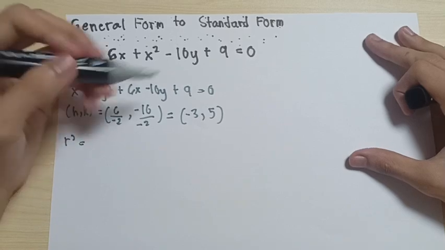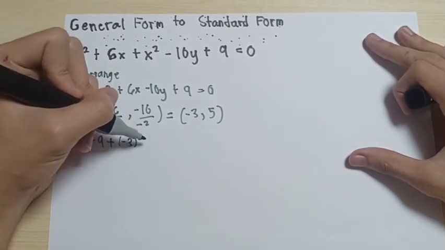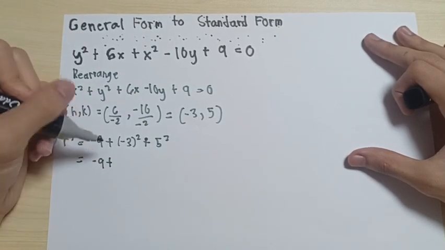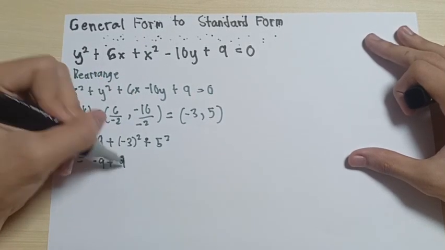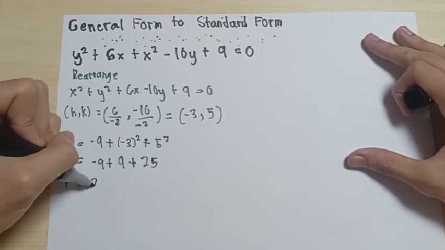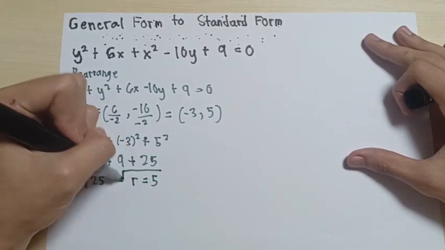Now, our radius: negative 3 squared plus 5 squared will be 9. Negative 9 plus 9 plus 25 would be equal to r squared. 25 square root, r is equals to 5.